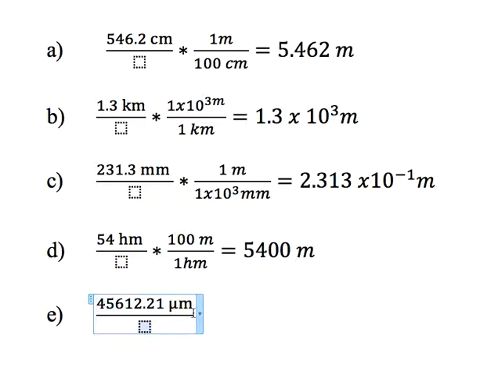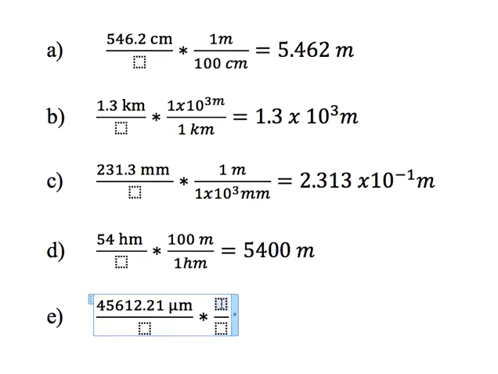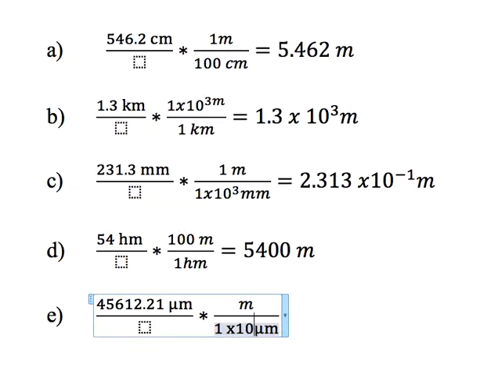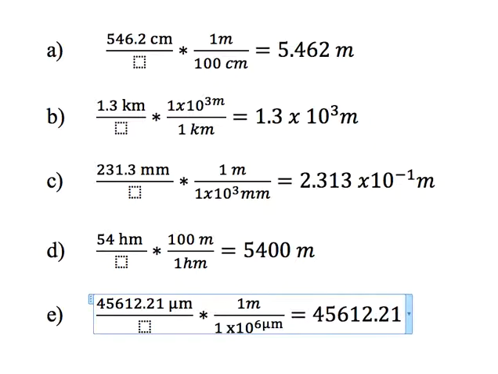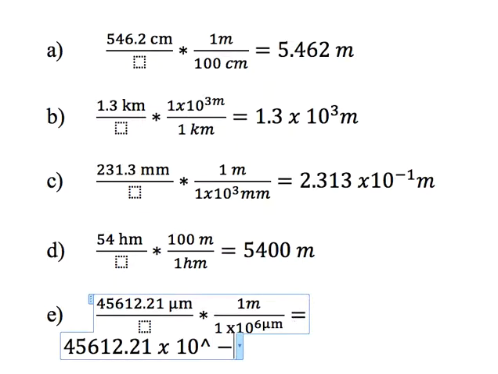All right, last one. Okay, we're going to set up the conversion factor. I'm going to put meters on top and micrometers on the bottom. Now, micrometers are pretty tiny, and in fact, it takes 1,000,000 of them, 1 times 10 to the 6th micrometers, to make 1 meter. Okay, and that's going to give me 45612.21 times 10 to the negative 6th.